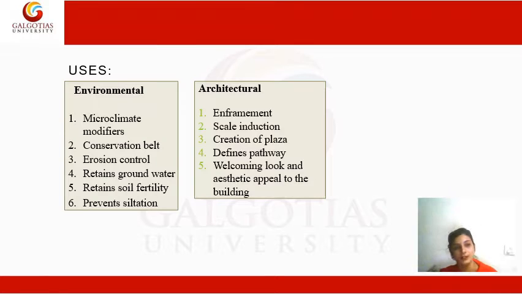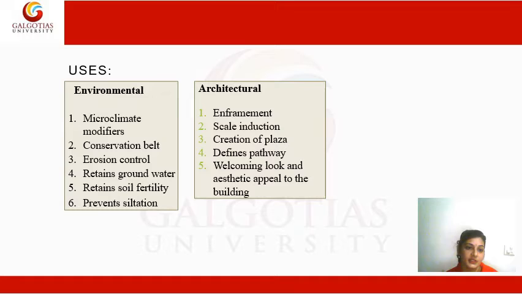Uses of this plant material. We will discuss two major uses: environmental and architectural. Environmental: microclimate modifiers. Trees are microclimate modifiers. They play a major role in climatic regulation. Conservation belt, erosion control. Soil erosion control is a major function performed by trees. Retains groundwater. Groundwater table regulation also depends on afforestation. Retains soil fertility, which is also a major function. Prevents siltation.